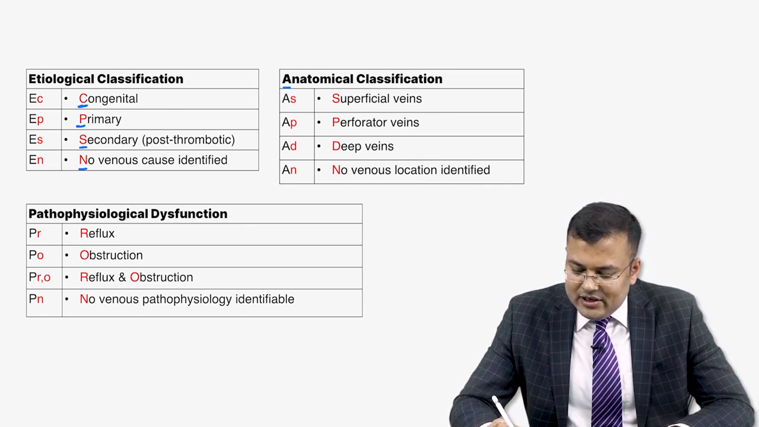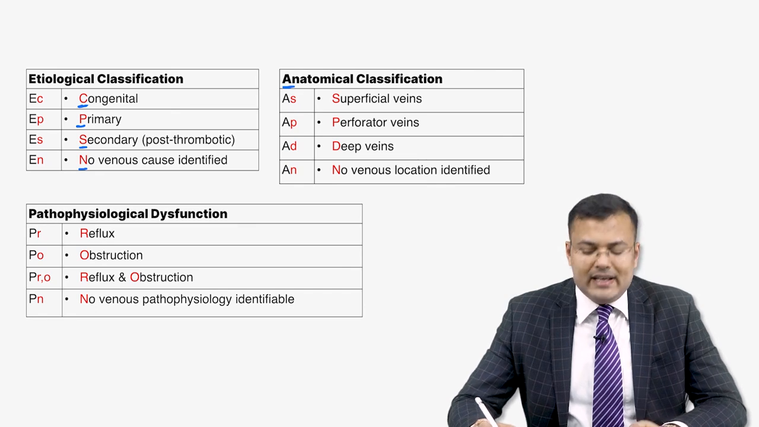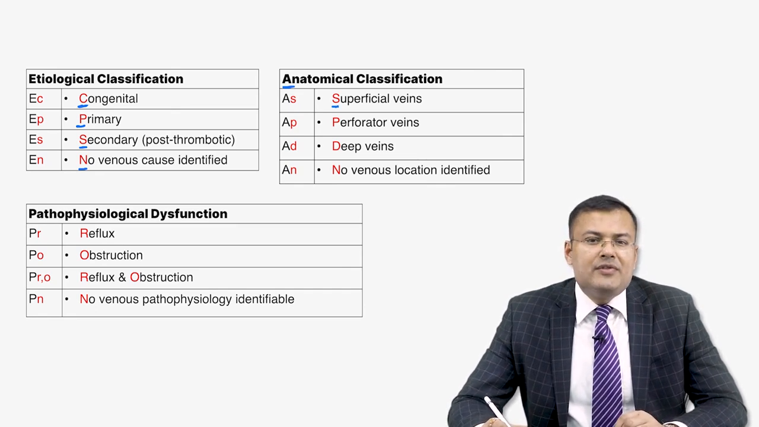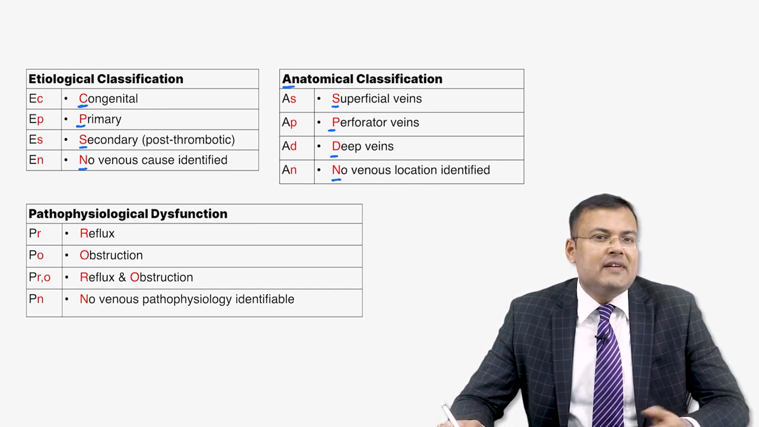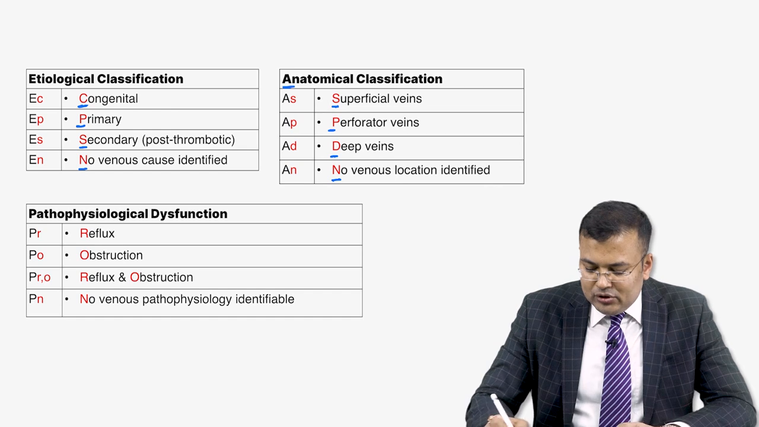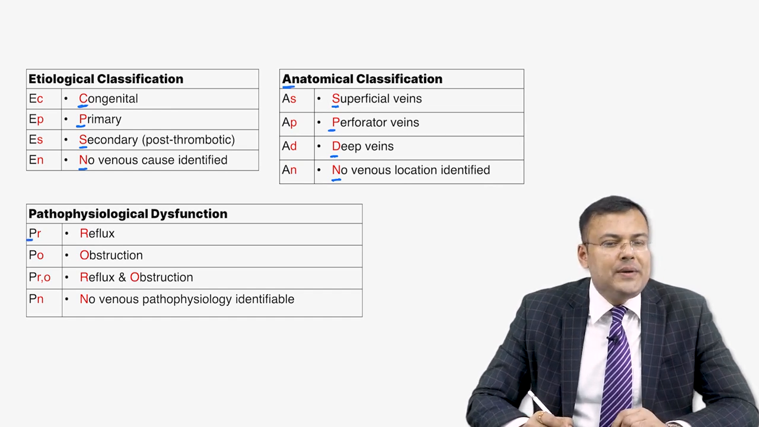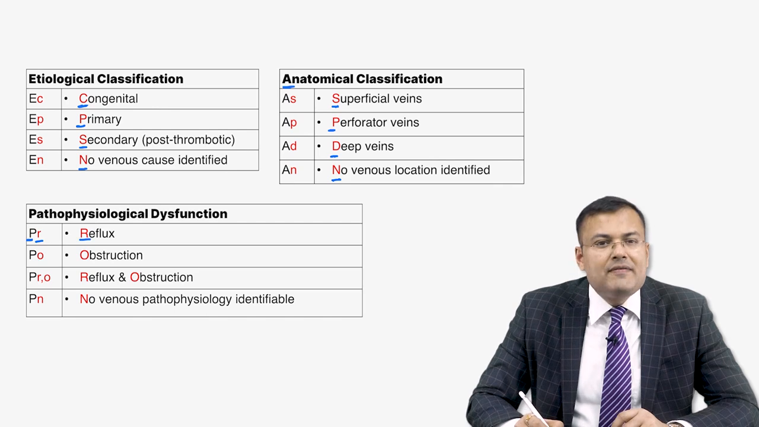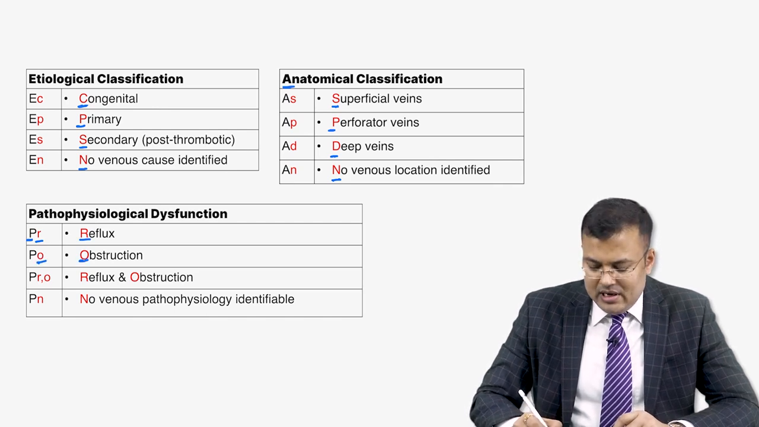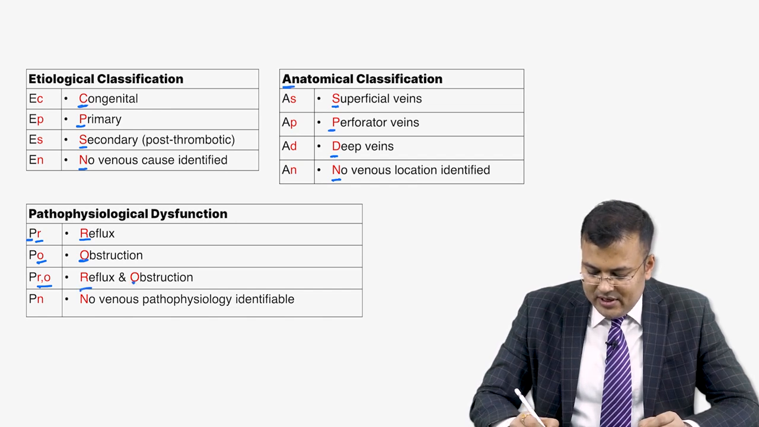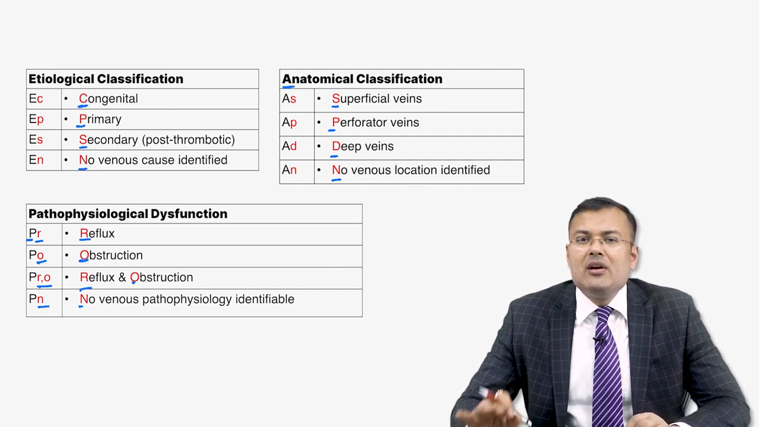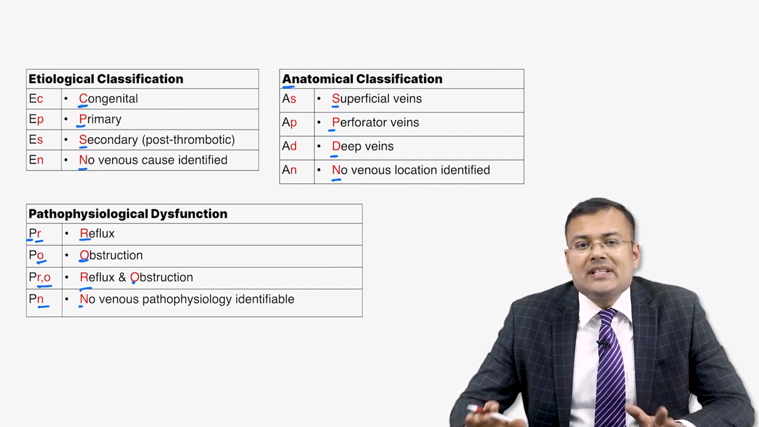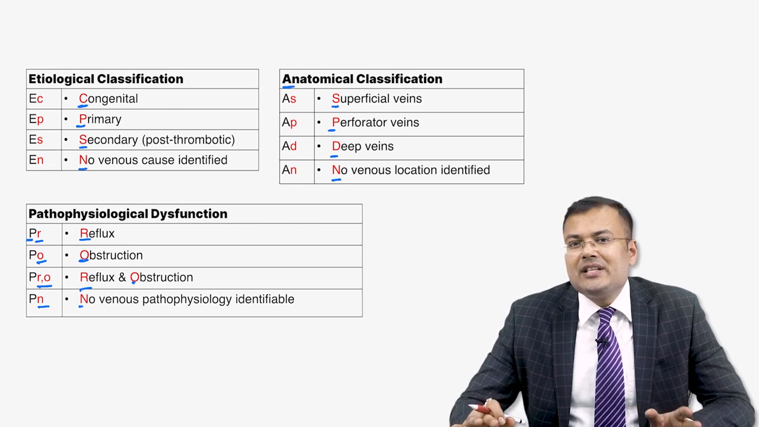Similarly, the anatomical classification starts with A. S, involvement of superficial vein. P, involvement of perforator veins. D, involvement of deep veins. If no venous location is identified, it is AN. And for pathophysiological dysfunction, we use P. R means reflux, O means obstruction, RO means both reflux and obstruction, and N means no venous pathophysiology identifiable. Mostly examiners ask about C, the clinical classification, especially C1 to C4.